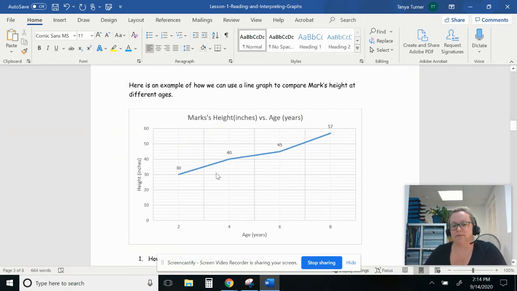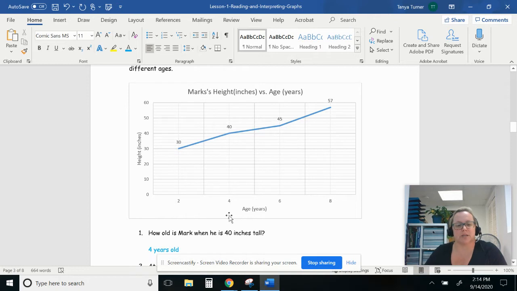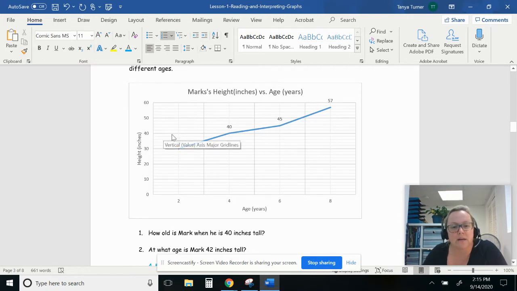We can use this graph to look at trends and to also interpret data. So let's take a look at a couple of questions. The first question is, how old is Mark when he is 40 inches tall? So if you take a look and we go up to inches here, because inches is the dependent variable, it depends on how old he is, and we follow this line all the way over to where it intersects, and we go down to our x, we can see that Mark was 4 years old when he was 40 inches tall.